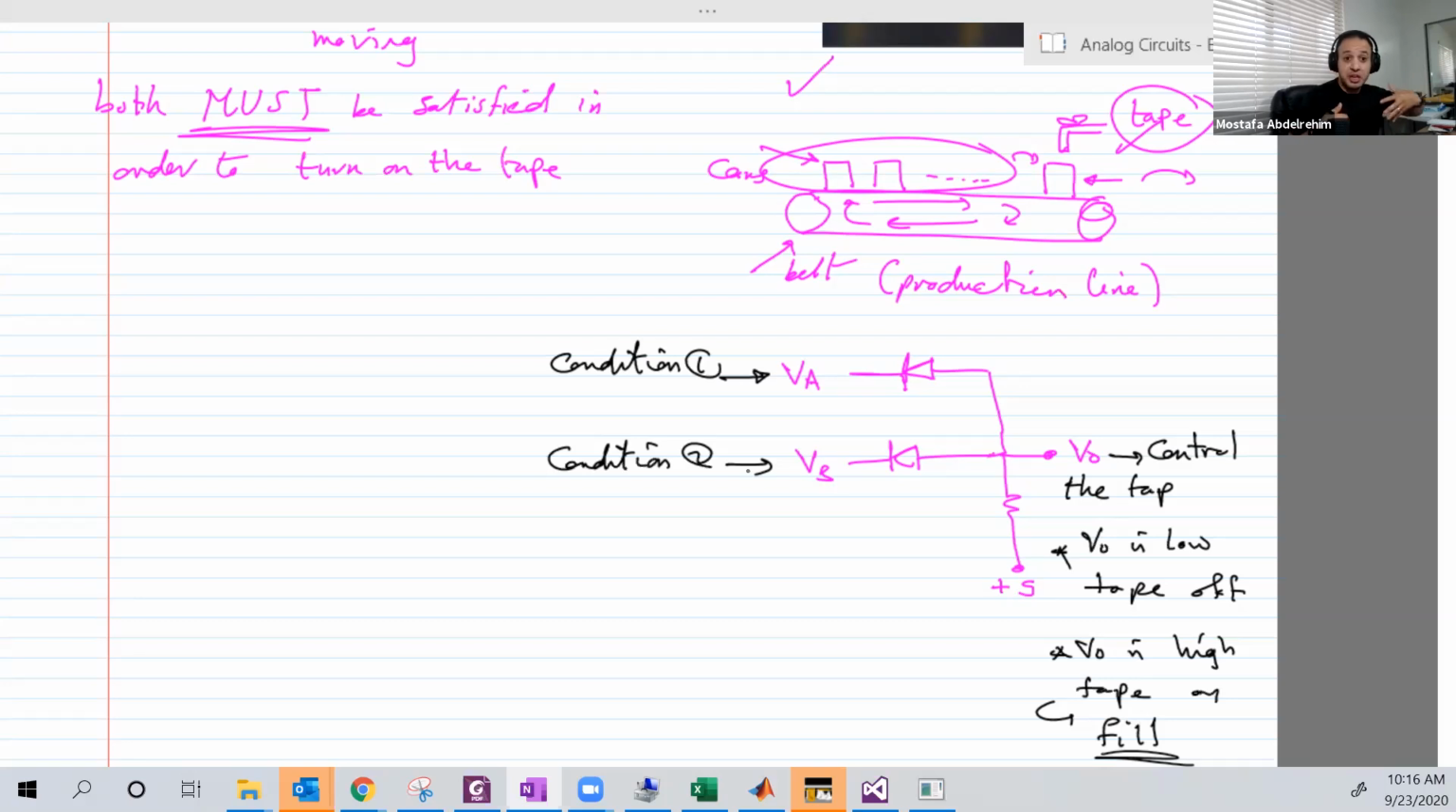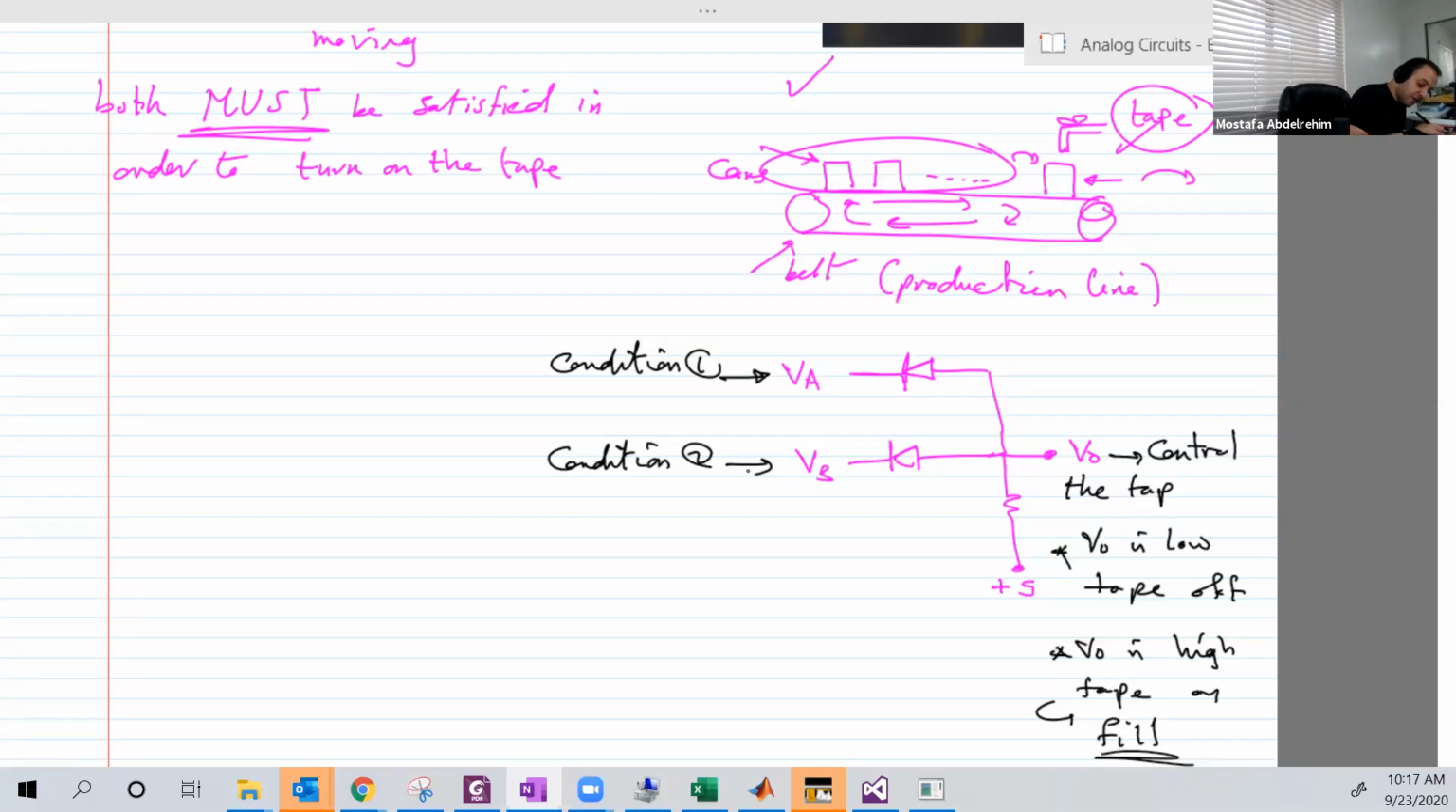If there is a bottle, it will be high, 5 volt. If there is no bottle, it will be 0. And VB, another output for another circuit that detects if the belt is moving or not. Okay, if the production line is not halted or not paused or something. And if the belt is moving, then we are sure that if we fill the first can, we will fill the next, and so on and so forth. And if it's moving, VB will be high or 5 volt. If it's not moving, it will be 0.